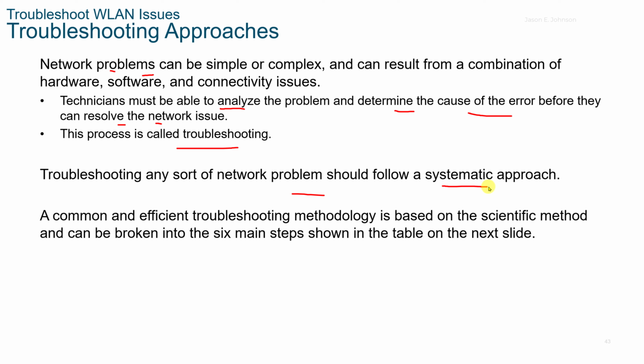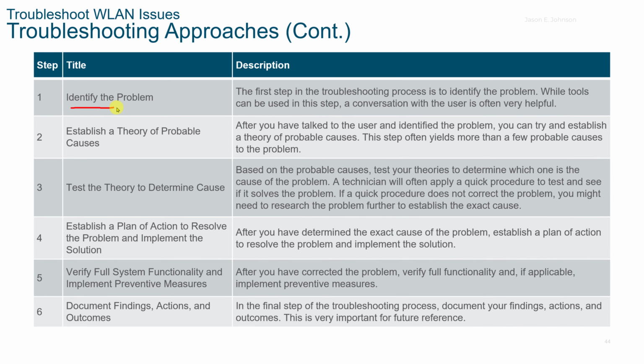So you should follow a systematic approach, and make sure you're documenting everything. An efficient troubleshooting method is based on the scientific method, and it can be broken into 6 main steps. You're going to find that these steps apply across a lot of different areas. If you go into database creation, or website design, and you're troubleshooting anything, you're going to follow these basic 6 steps. The first step is you're going to identify the problem and find out what's going on. You use a lot of conversation with the user, and you do a lot of just figuring out what's wrong first.